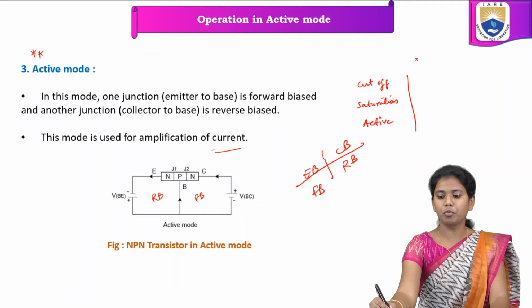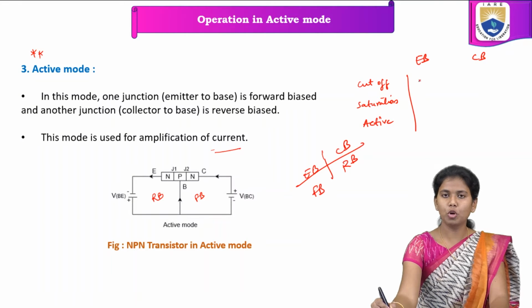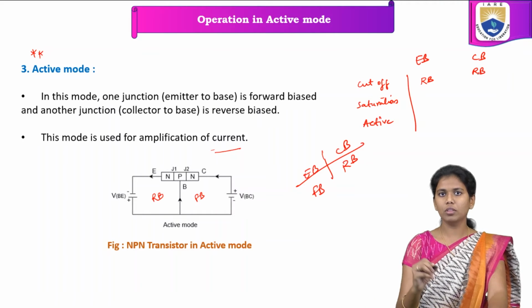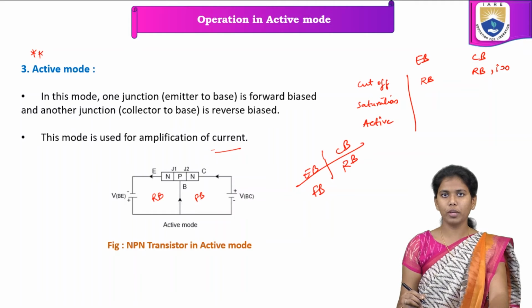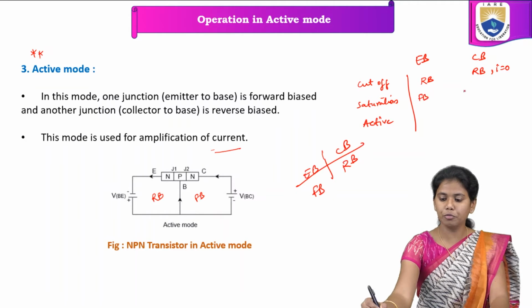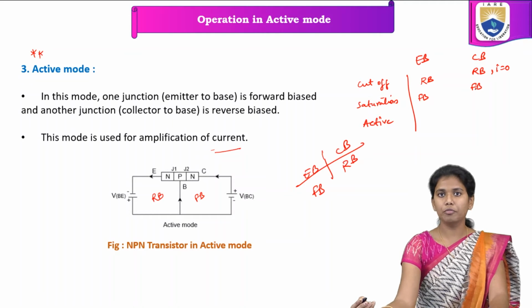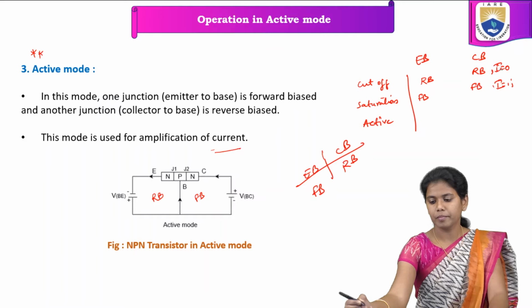So in the cutoff mode, we have two junctions, right? Emitter base and collector base. In the cutoff mode, both are in reverse bias. When both are in reverse bias, we understand that nil current is flowing through them. And in saturation, both are in forward bias. So in the forward bias, current is flowing through it, right?